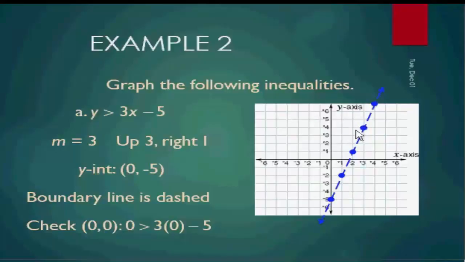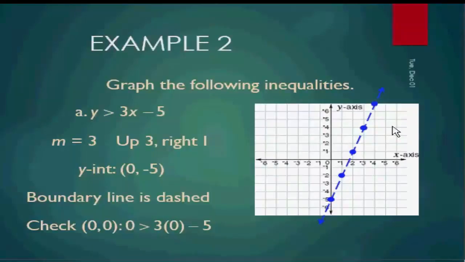This shading is going to go either in this direction, or it's going to go in this direction. We can't shade the whole graph. We're going to shade this area that is to the left of this line, or we're going to shade this area that is to the right of this line or below this line. How do we find that out?